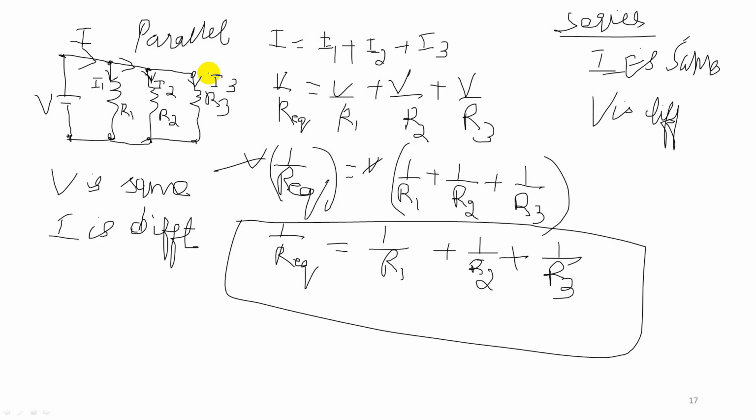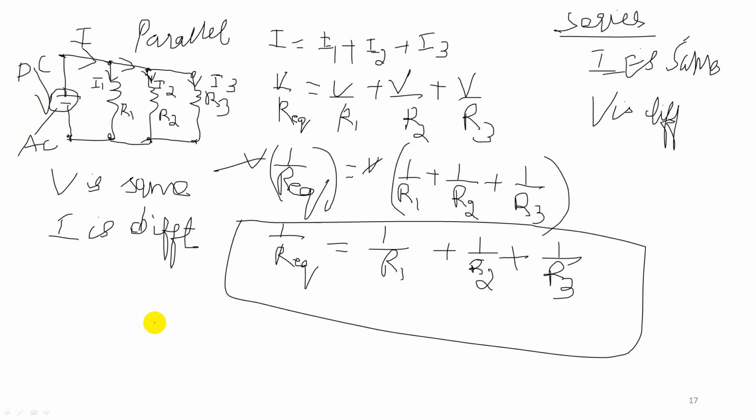These concepts hold good whether it is DC or AC. When you want to find the equivalent resistance for resistances connected in series, R will be equal to R1 plus R2 plus R3. But when the resistances are connected in parallel, we need to take the reciprocal: 1 by R equivalent is equal to 1 by R1 plus 1 by R2 plus 1 by R3. This holds good in the case of AC also. That means when you replace this source by AC instead of DC, the equivalent resistance will also be the same.